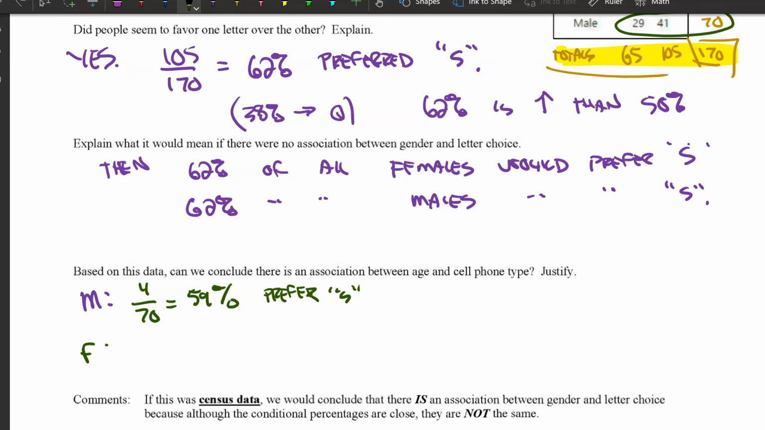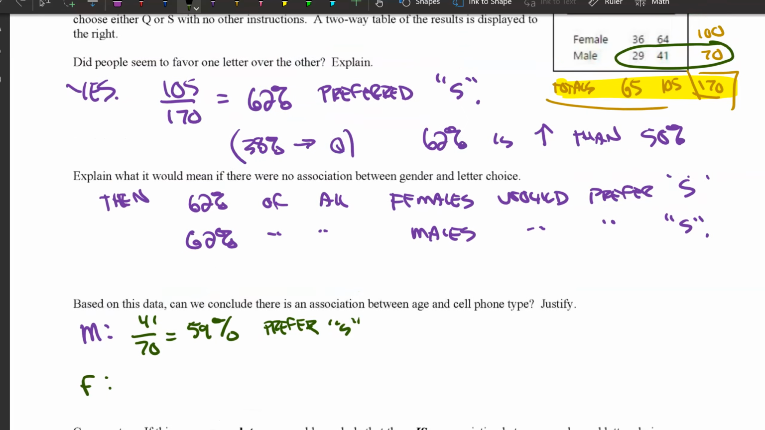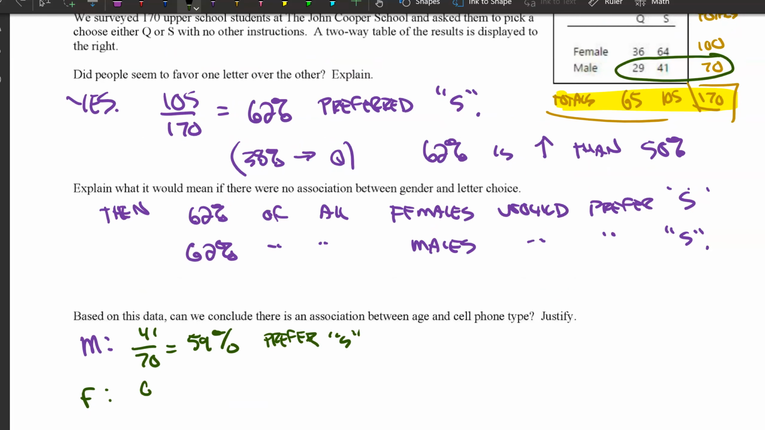And for females, it is 64 out of 100. That's 64% prefer S. So what do you think? It's supposed to be 62%. But it was 59 and 64.